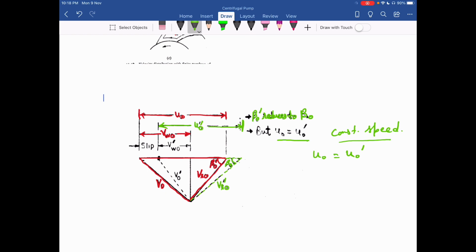So this is my UO dash. Now UO dash is equal to UO. So from here, I cut this line equal to UO for constant speed. So then this is my new VO. That becomes VO dash. So my green triangle is for finite number of vanes with new beta O dash. Now you can see what is the effect of this on whirl component of velocity. Now this is VWO dash.